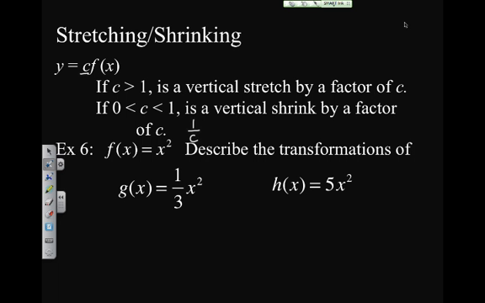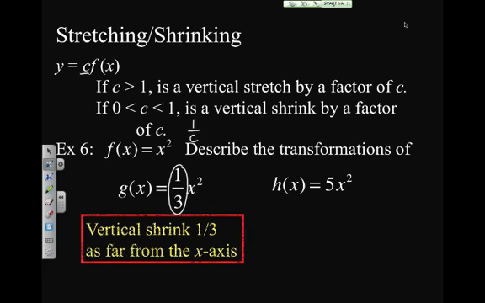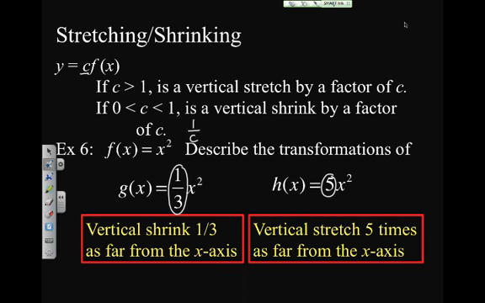So looking at this one, if we have f of x equals x squared, describe the transformation. For this one, we look at this. 1/3 is less than 1. It's between 0 and 1. So everything will be 1/3 as far from the x-axis. It's a vertical shrink, and it's 1/3 as far from the x-axis. Notice with this one, being that that's a 5, 5 is bigger than 1, that's a vertical stretch, and everything will be 5 times further from the x-axis.